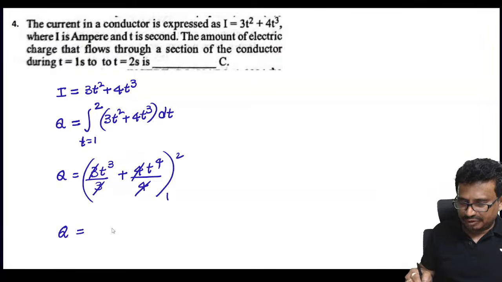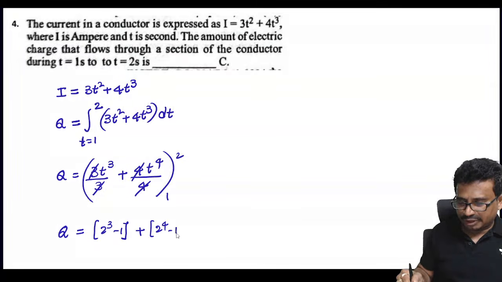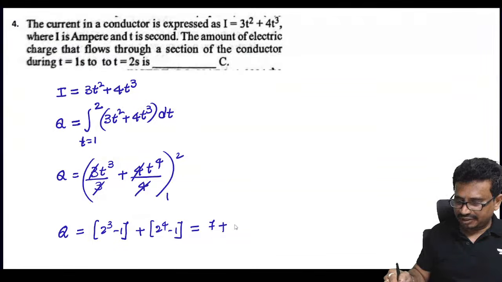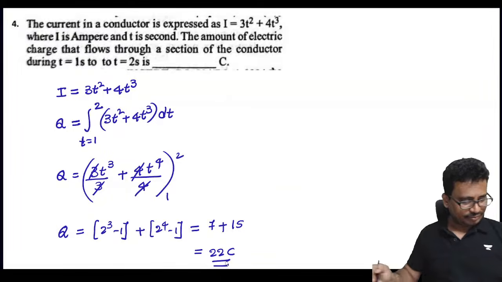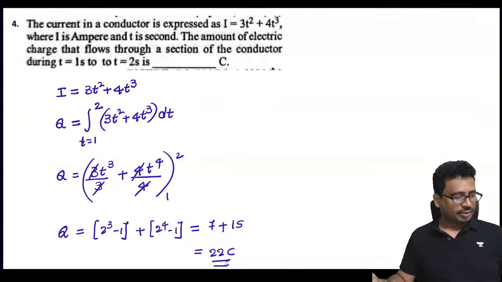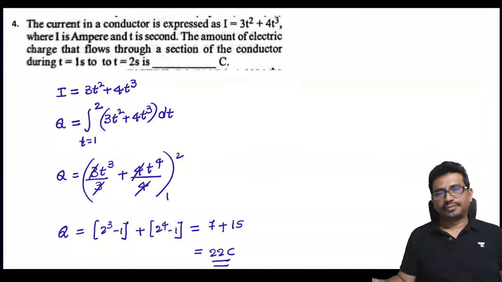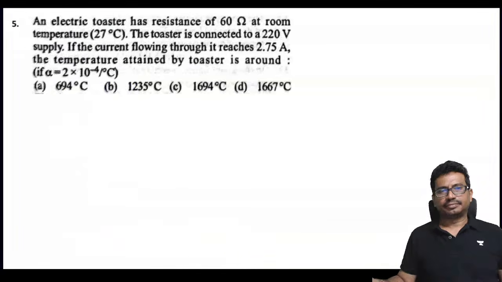So Q is equal to 2 cube minus 1 plus 2 power 4 minus 1. So that is 8 minus 1 is 7, plus 16 minus 1 is 15, which is equal to 22 coulombs. Next.